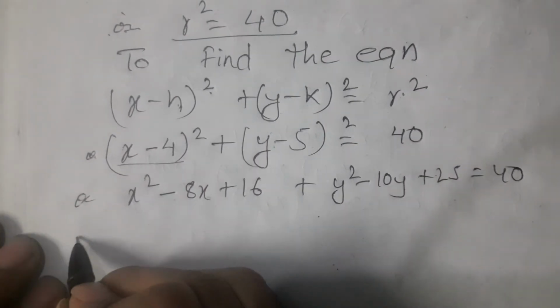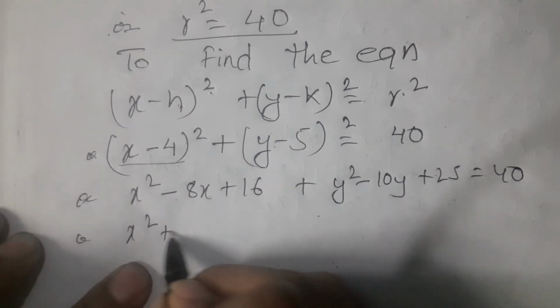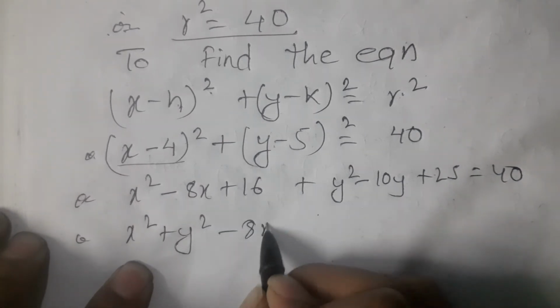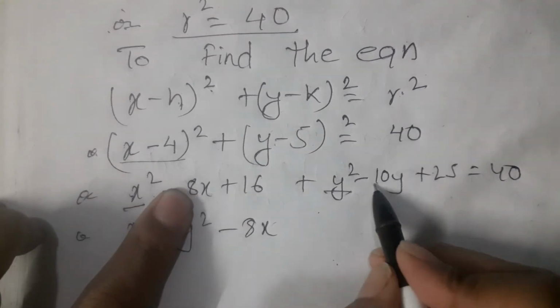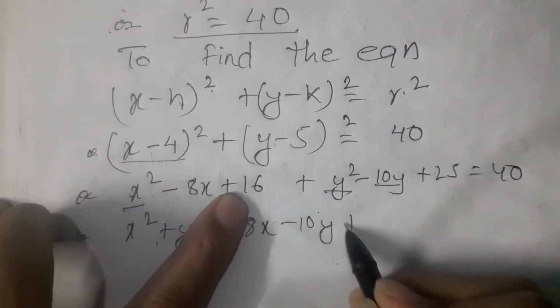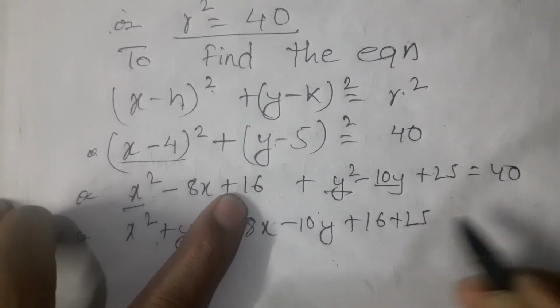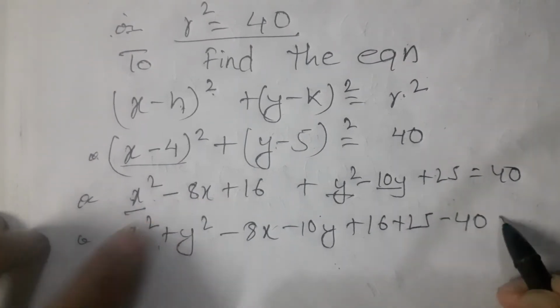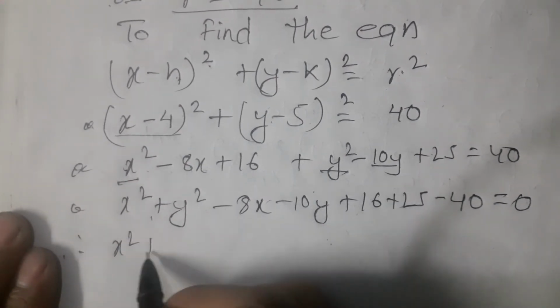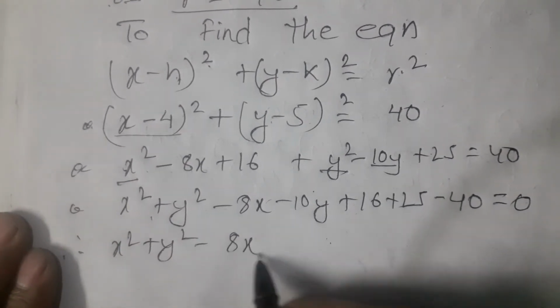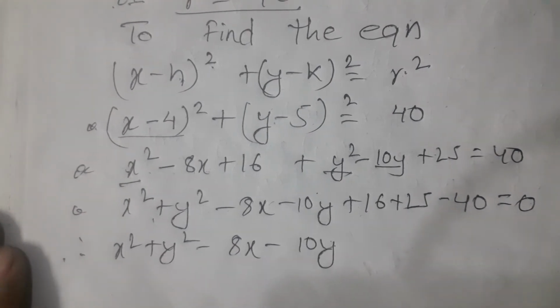Now the rest of the thing is, you just need to arrange the terms and your equation is done. I'm keeping x square and y square in front, then minus 8x minus 10y, and plus 16 plus 25, and 40 also you can bring to the left hand side, equals 0. So this is the final equation of our circle.